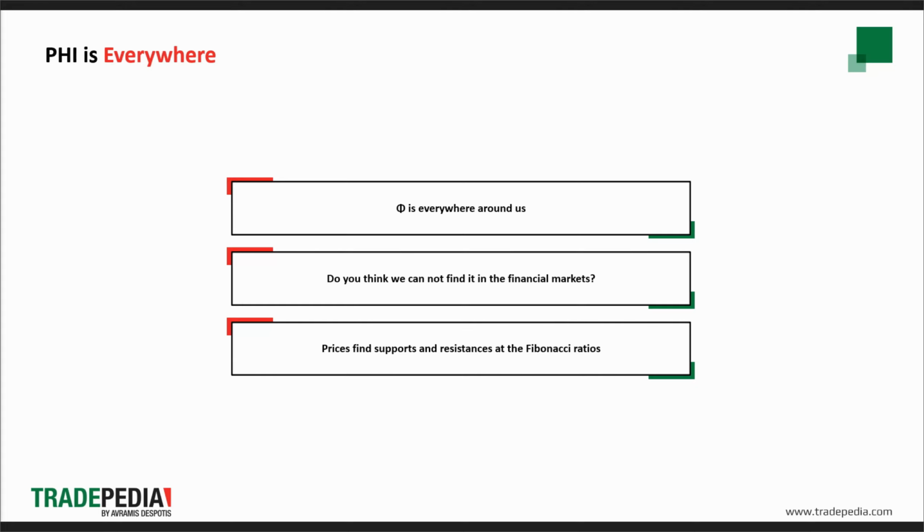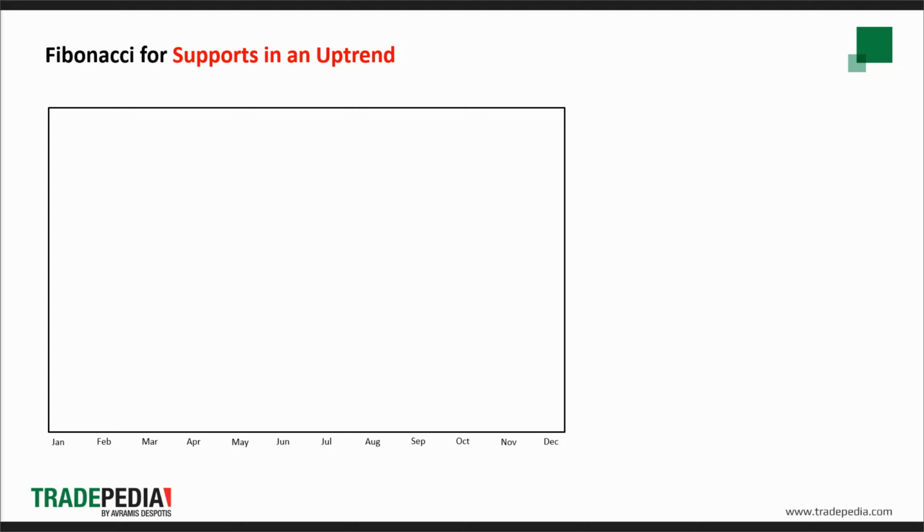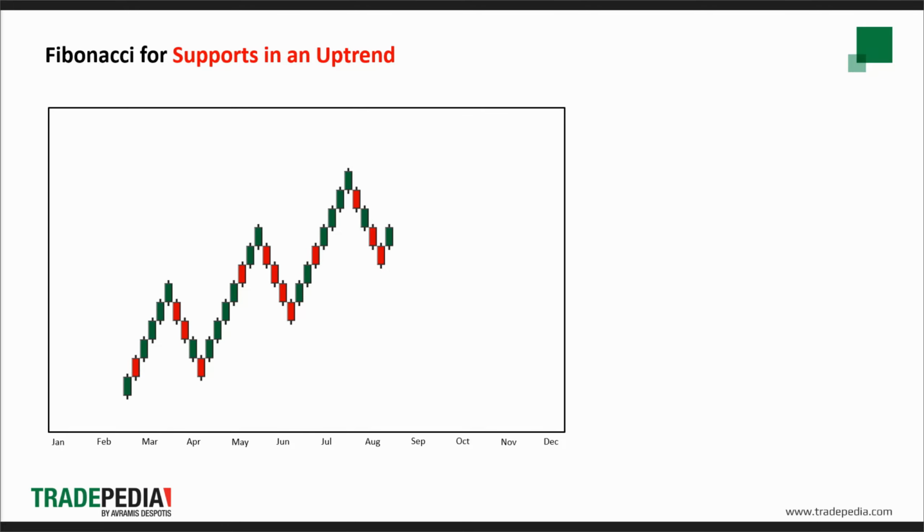So how do you do that? Let me show you guys. For example, if you're looking for support levels, this is a very basic way of using Fibonacci ratios to find support in an uptrend. Let's see this uptrend over here. You guys can see the higher highs and the higher lows, a very clear uptrend.